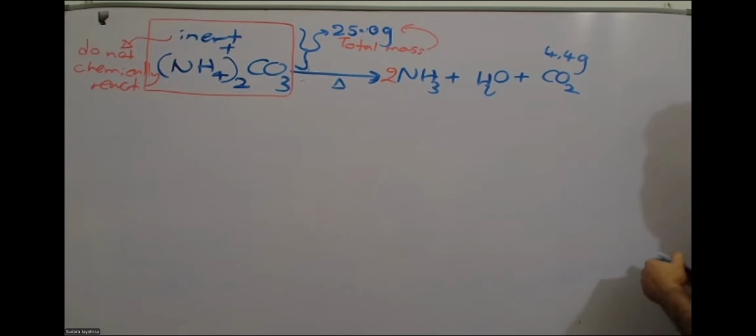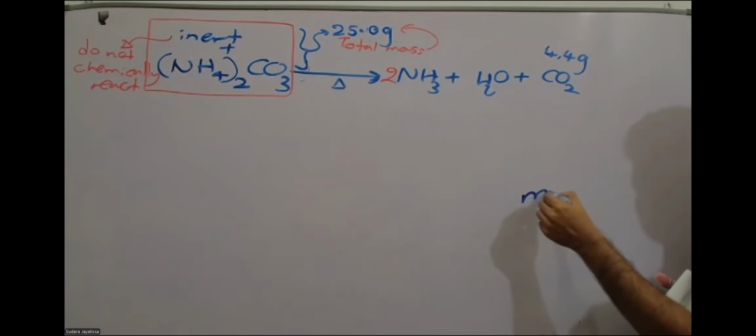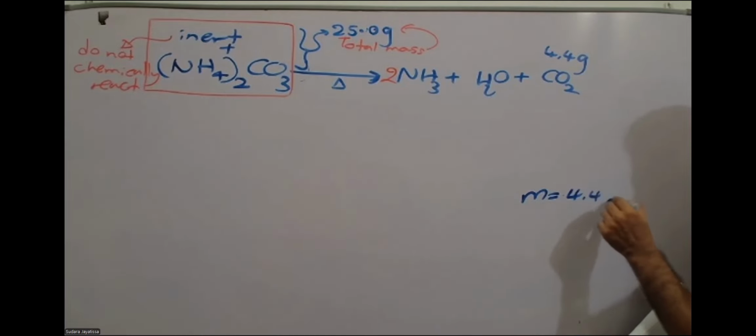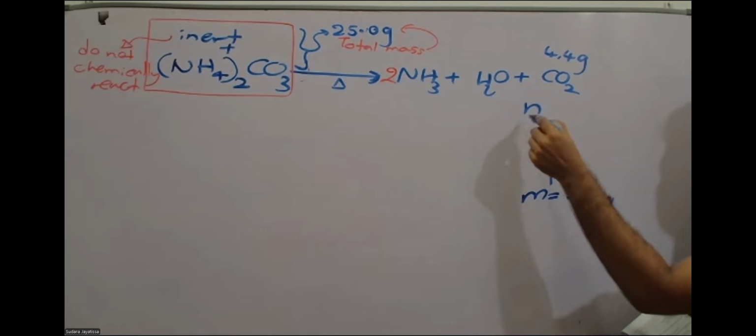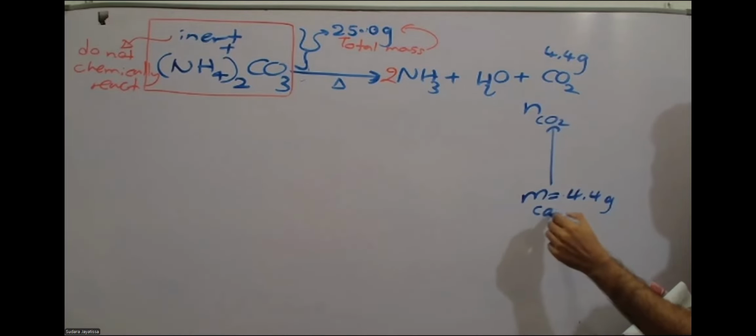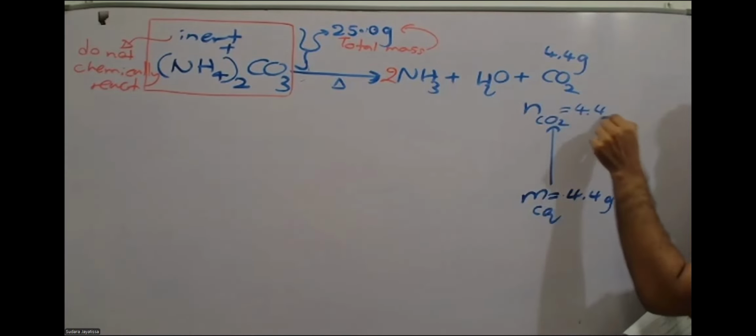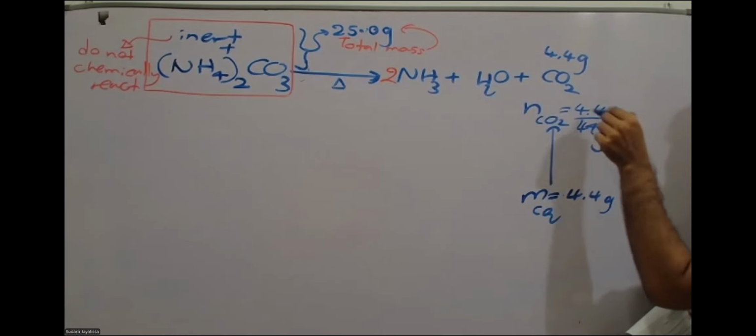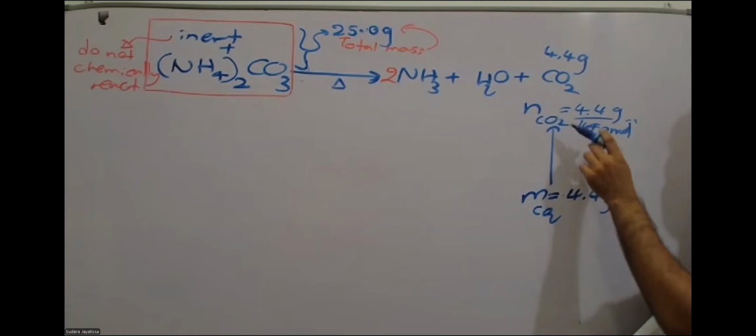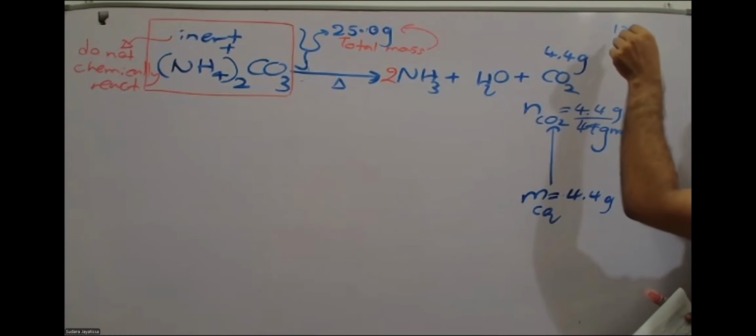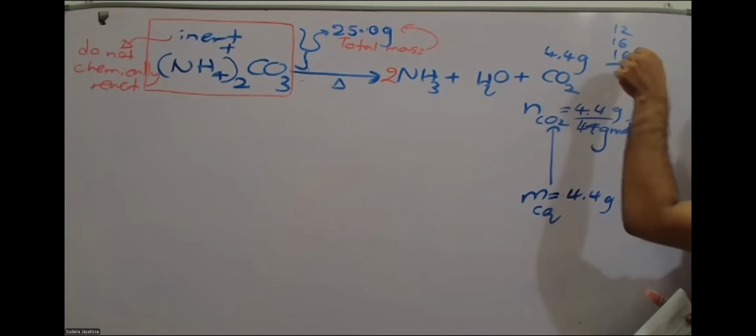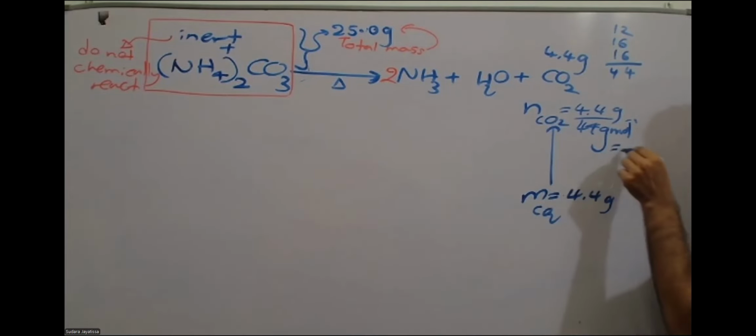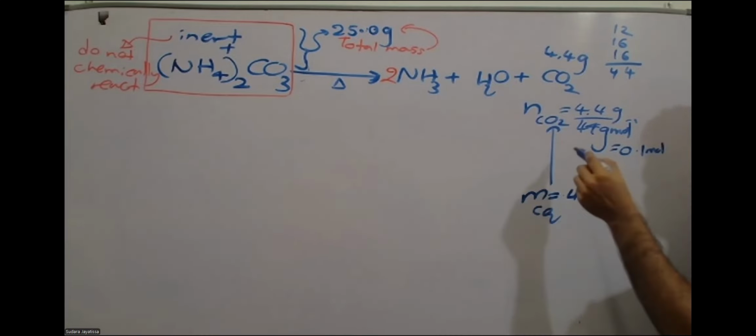Okay. So let's find out how many moles of CO2. The mass of CO2 is given, 4.4 grams. Moles of CO2 is equal to 4.4 divided by 44 grams per mole. 44 is the molar mass of carbon dioxide: 12 plus 16 into 2, 16 and 16. So it's going to give you 4 over 44, right? So you are having 0.1 moles.